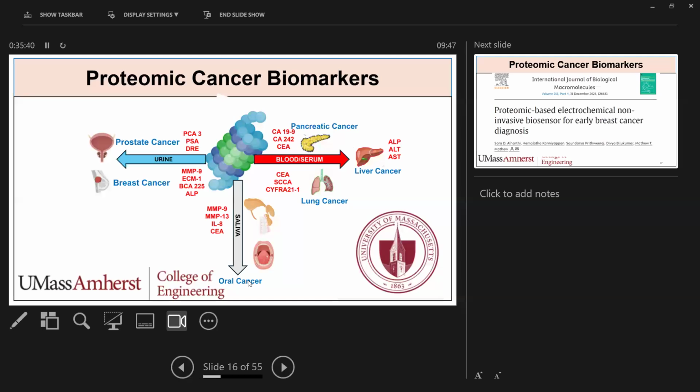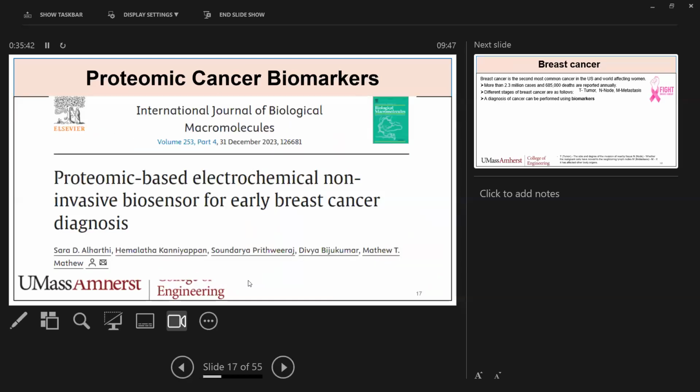of different biomarkers. Right. So in this work, we used only one biomarker. With only one biomarker, I cannot say, hey, you have cancer, right? I might create some anxiety and also I might be wrong. So to overcome that, we need to use a combination of different biomarkers.